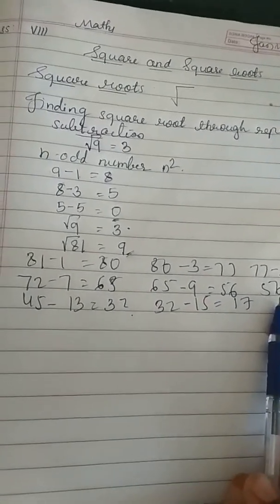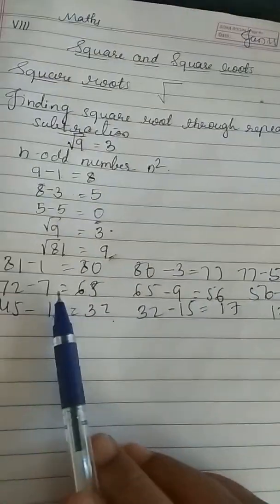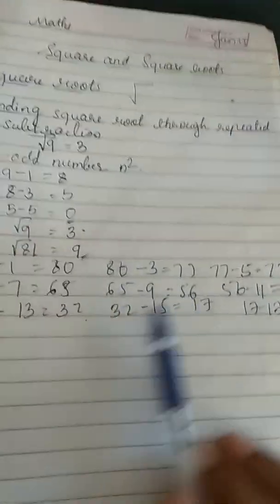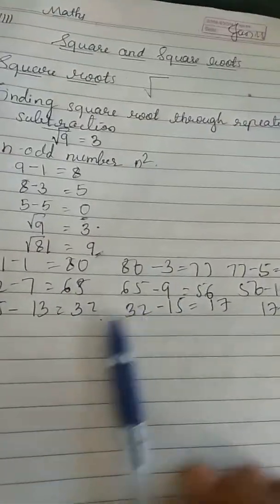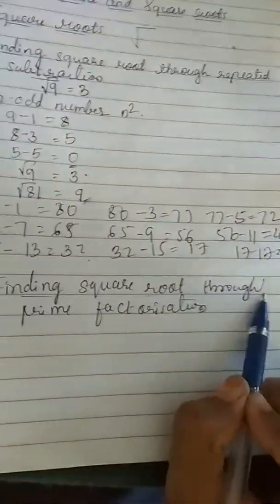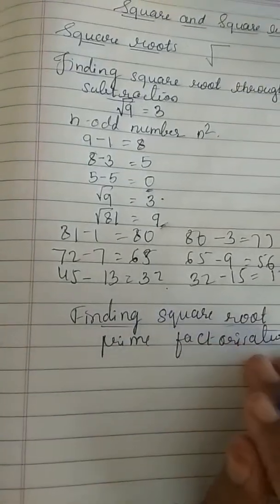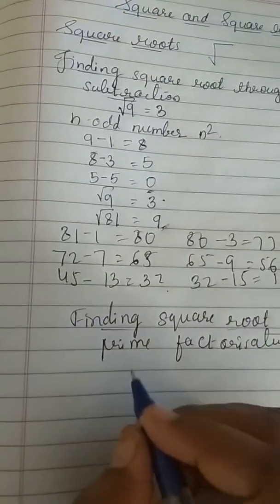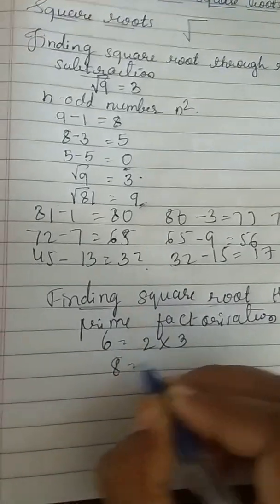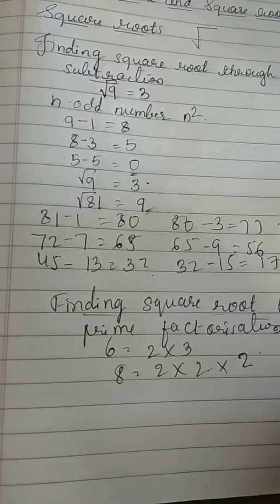Is it clear? See here, 1, 3, 5, 7, 9, 11, 13, 15, 17 are the successive natural odd numbers. Next method, finding square root through prime factorization. Consider the prime factorization, like 6 is 2 into 3, 8 is 2 into 2 into 2, like that.